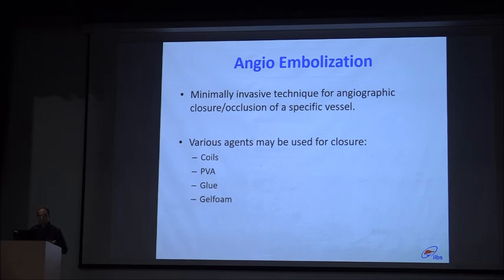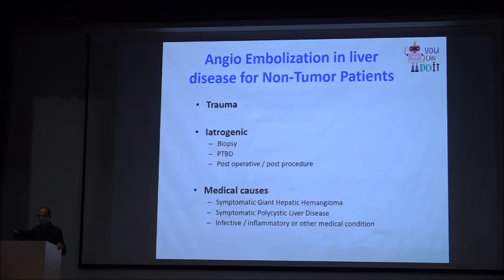Various agents used for occlusion include coil, PVA, glue and gel foam. Out of these, the most commonly used are coils, and coils, PVA and glue are permanent embolic materials. However, sometimes gel foam may be used in some critical conditions.